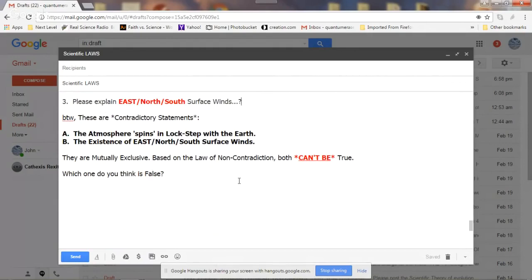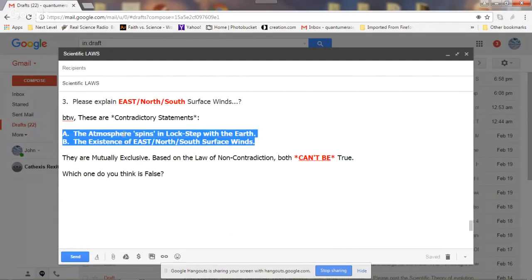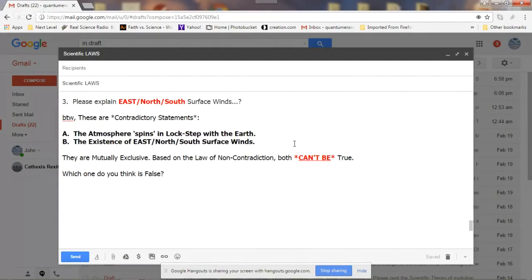Why? Because these two are contradictory statements. A, the atmosphere spins in lockstep with the Earth. And B, the existence of east, north, and south surface winds. This is so easy to see and so hard to reconcile that it shocks them, because I've brought this up to a few people on Hangouts and a few people personally. It kind of shocks them. They're not ready for it, because that's exactly what it means. They can't both be true. They are mutually exclusive based on the law of non-contradiction.